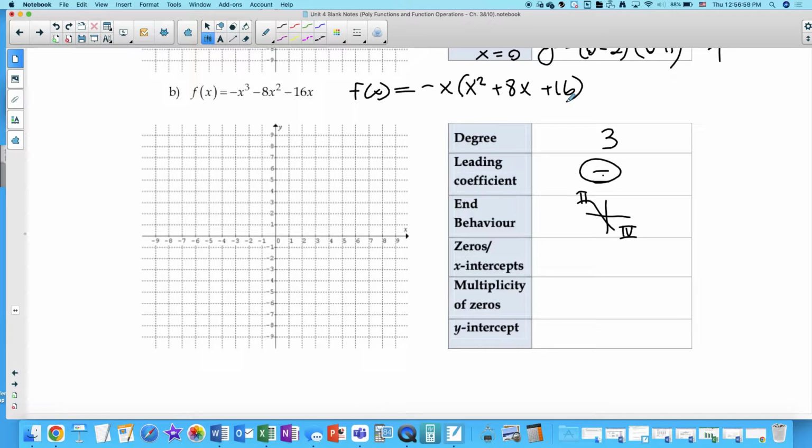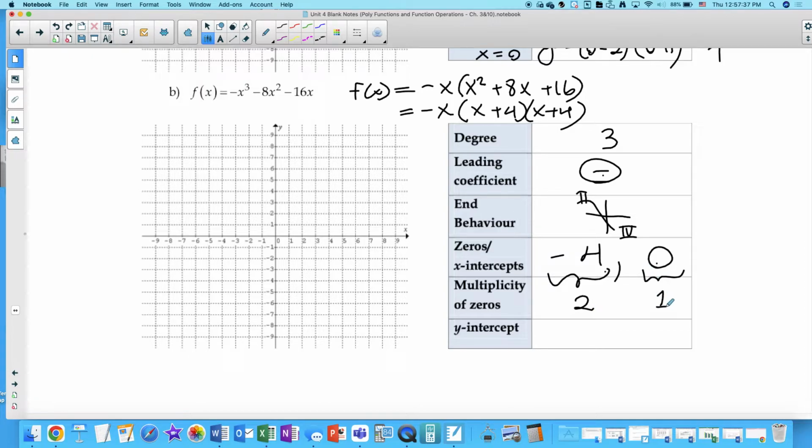Okay, and then what about this trinomial? Is that factorable? Yes, it is, and it's x plus 4 times x plus 4. All right, so what are my zeros? Correct. Negative 4 and 0. What about the multiplicity of this guy? 2. And this one is 1.